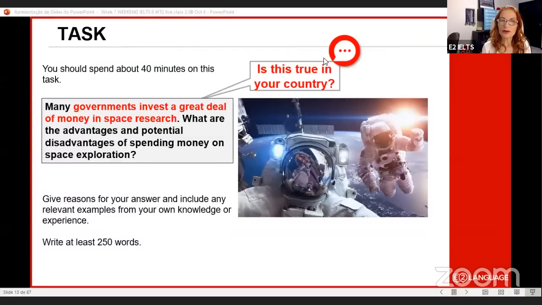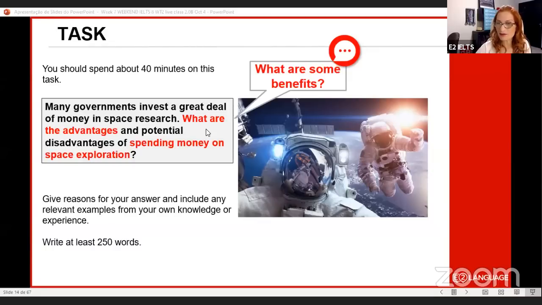So, do governments in your country invest a great deal of money, a little bit of money, or no investment at all? Excellent. It's wonderful to see you guys participating in the chat box. Thank you. And what are some of the benefits or advantages of space exploration? Can you think of any benefits?